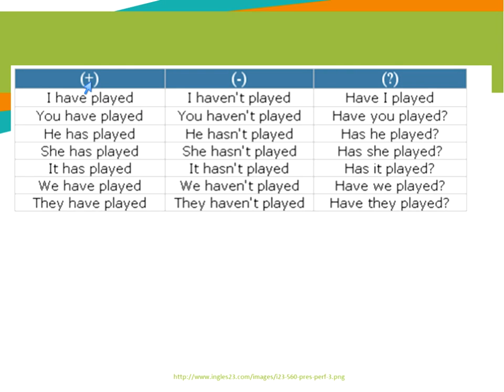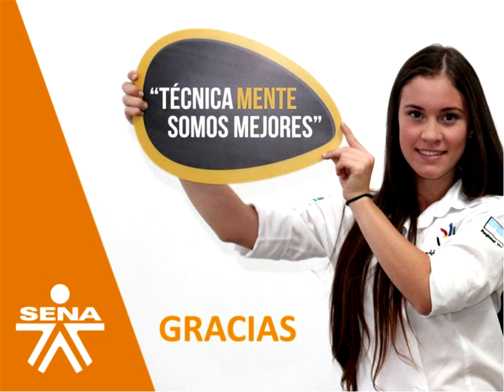Well, here you have some verbs: play, subject, and the auxiliary. Have, has. In negative, notice the negative. That is a contracted form. And here in question, you use the auxiliary before. That's the way it is done.